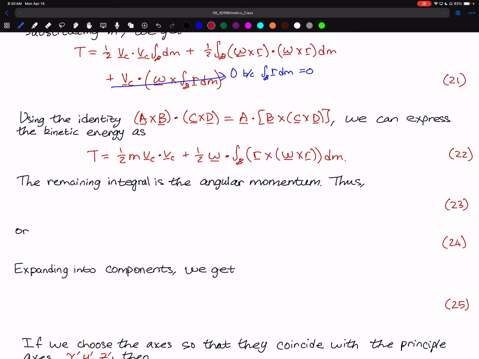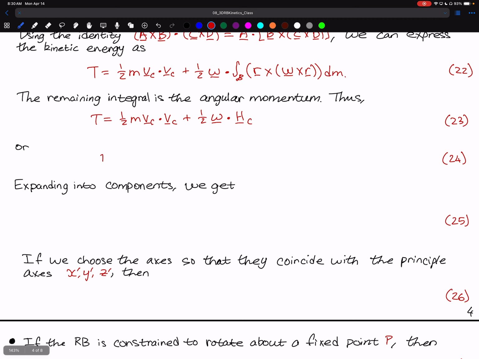All right, so the remaining integral is actually just the angular momentum of the system, and so thus we can write here that T is equal to 1/2 m Vc dotted with itself plus 1/2 omega dotted with h sub c, or in the final form we'll write this as T is equal to 1/2 m Vc dotted with itself plus 1/2 omega dotted with I double underbar omega.